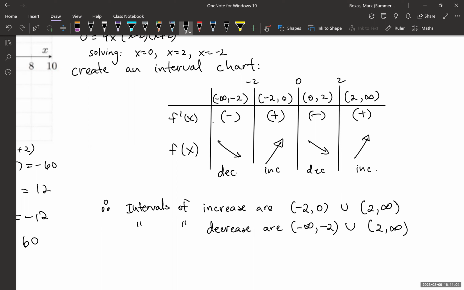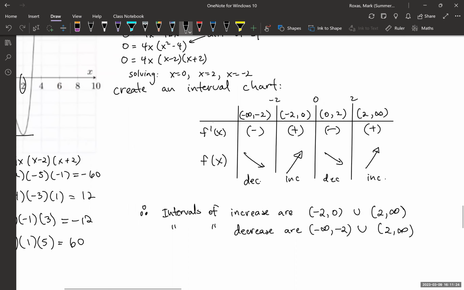Okay. Sometimes questions may ask you, what are the intervals of increase? Only increase, not the decreasing ones. Just what are the ones that are increasing? Or maybe they're going to ask you for what are the intervals that are decreasing, or both. When you're doing overall curve sketching, you'll want to find out both anyways. So that's how we do that.